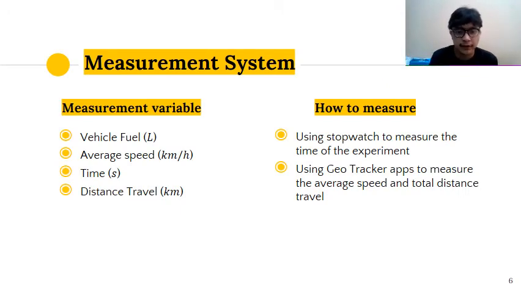There are some variables that I will use in this experiment, for example, the vehicle fuel in liters, average speed in kilometers per hour, time in seconds, and distance traveled in kilometers. And then, how to measure the variables. The first one, I will use a stopwatch to measure the time of the experiment, and then use a geo tracker app on the phone to measure the average speed and also the total distance traveled.